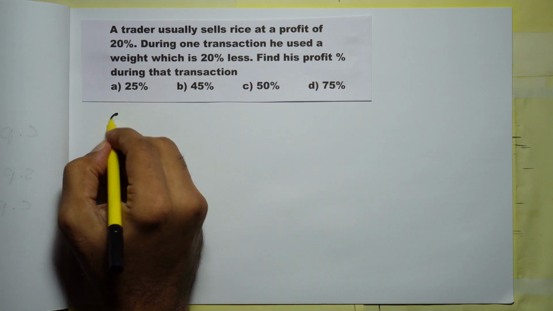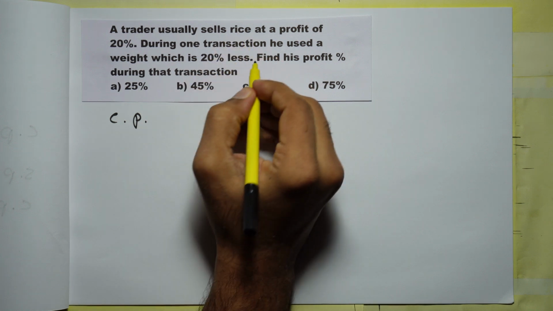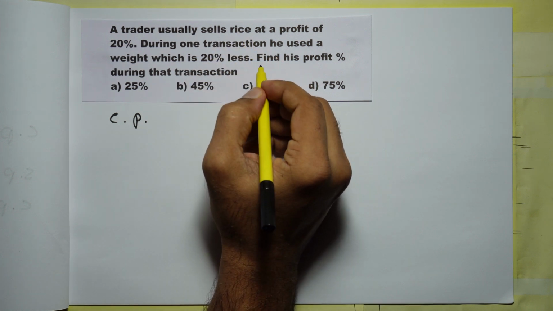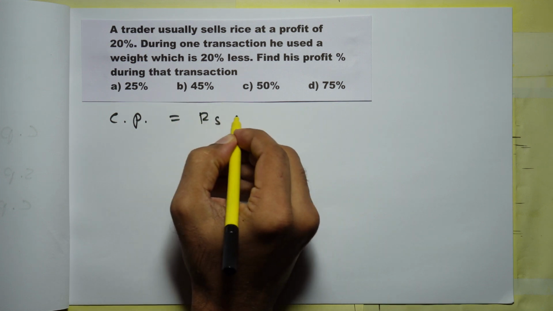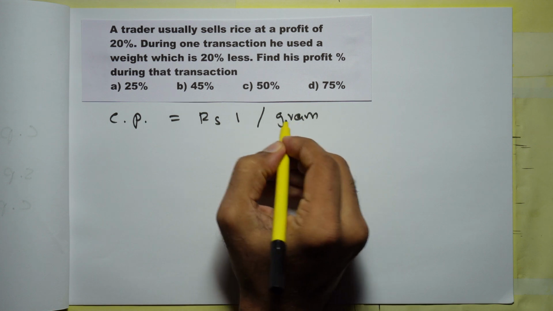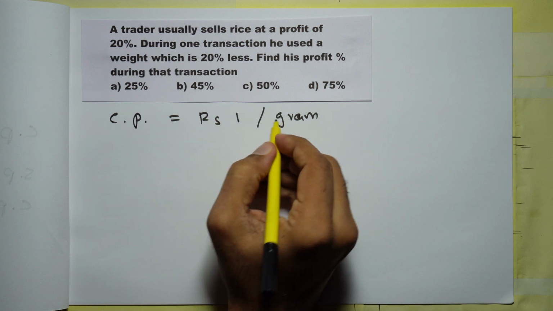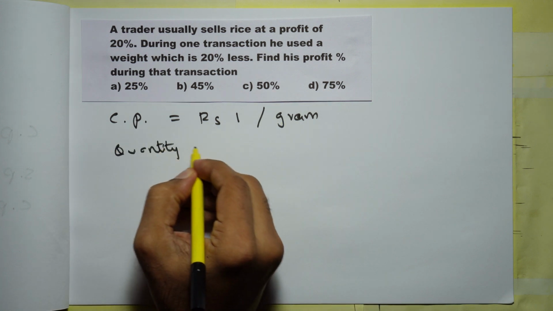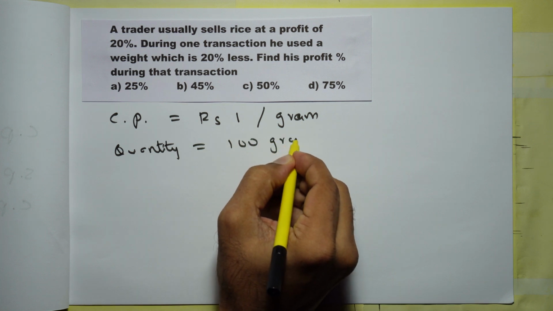So first of all, we will assume a cost price for the rice. Then that will make the calculation a lot easier. So we will assume that the cost price is rupees 1 per gram. If you assume it is rupees 1 per gram, then the calculation will be a lot easy. Now we will assume that the total quantity that he sells is 100 gram.